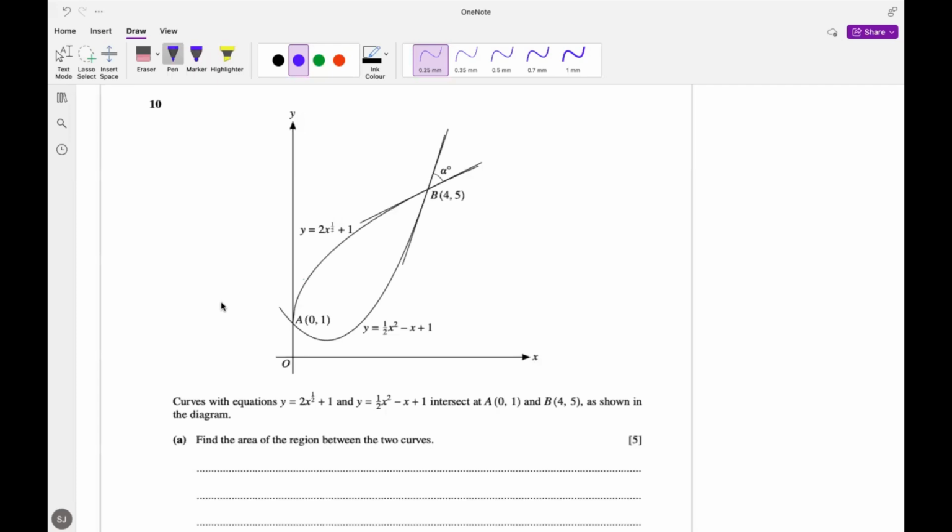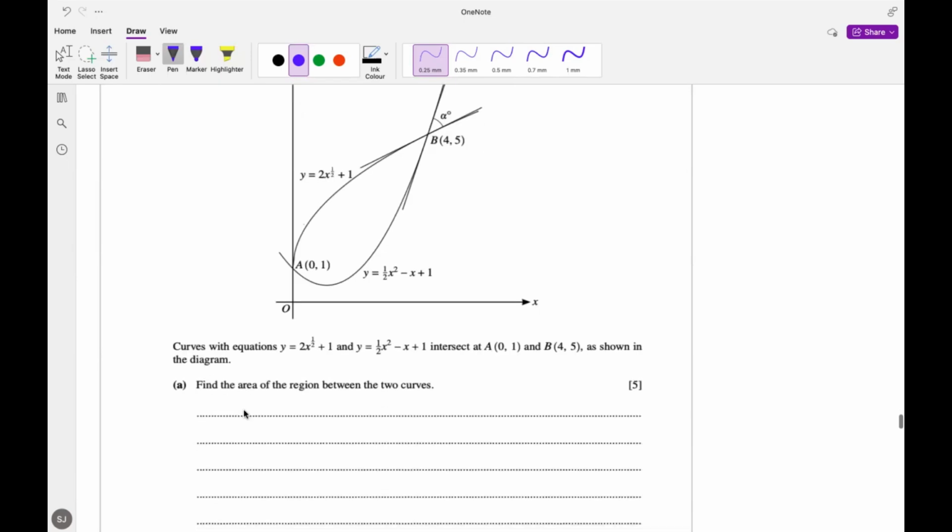In question 10, curves with equations y equals 2x to the power half plus 1 and y equals half x squared minus x plus 1 intersect at A and B as shown. In part A, we have to find the area of the region between the two curves. Now, to find it, first we'll find the area under the curve y equals 2x to the power half plus 1, then find the area below the curve y equals half x squared minus x plus 1, and then subtract the two areas.